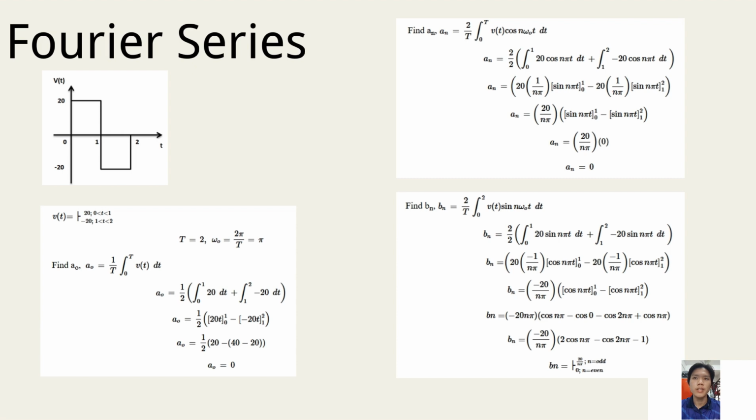To find the bn coefficient, we use the formula 2 over T multiplied by the integral from 0 to 2 of the function v of t sin n omega naught t dt. For bn, under the n equal to odd condition, bn is equal to 20 over n pi, and under the n equal to even condition, bn equals 0.